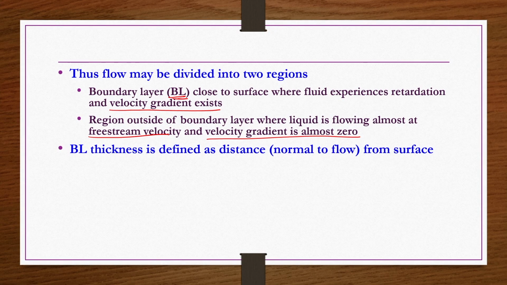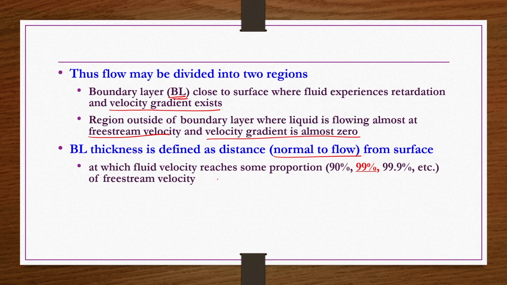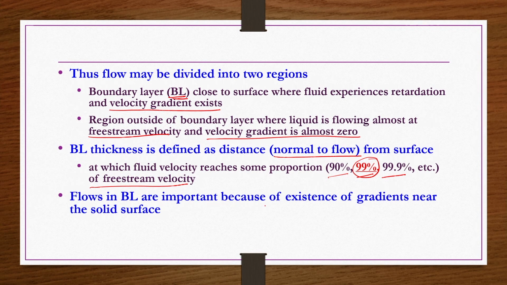Okay. So, boundary layer thickness is defined as the distance normal to flow from the surface at which the fluid velocity reaches some proportion of the free stream velocity. Usually that proportion may vary, some people say 90%, some say 99%, some say 99.9%, right. However, mostly people take 99% of the free stream velocity to define the boundary layer thickness. Okay. Flows in the boundary layer are important because of the existence of gradients near the solid surface.